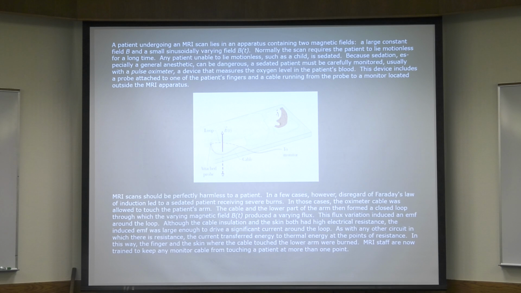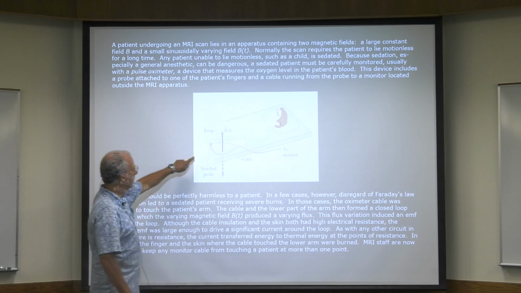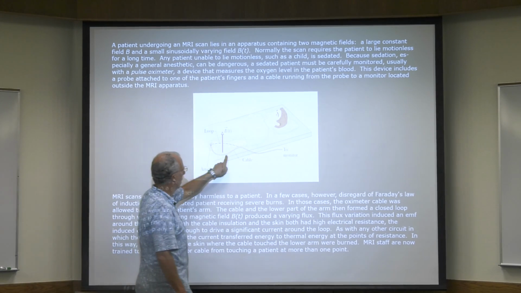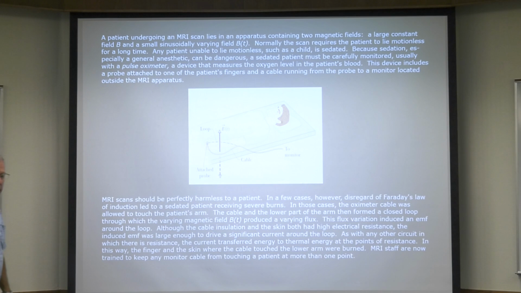Normally, the scan requires the patient to lie motionless for a long time. Any patient unable to lie motionless, such as a child, is sedated. Because sedation, especially a general anesthetic, can be dangerous, a sedated patient must be carefully monitored, usually with a pulse oximeter, a device that measures the oxygen level in the patient's blood. This device includes a probe attached to one of the patient's fingers and a cable running from the probe to a monitor located outside the MRI apparatus.